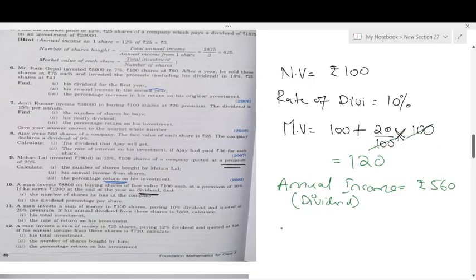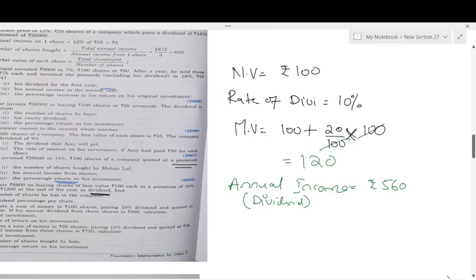Read the next line, students. If annual dividend from a share is, what is annual dividend or annual income? Annual income is rupees 5. Annual income is also known as dividend. Whenever they give this, in bracket just mention dividend. Both are same. We use the same formula. Okay, what do we need to find here, students? Find what? Total investment.